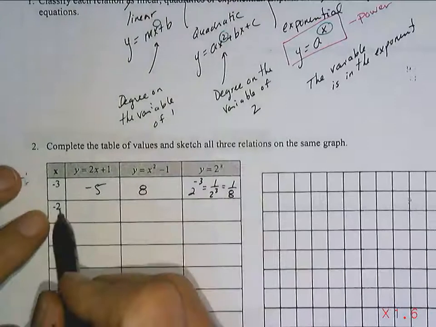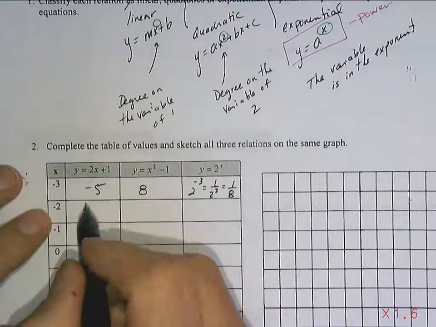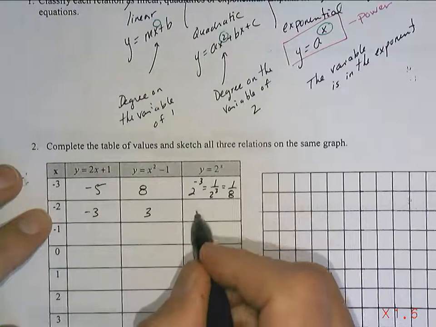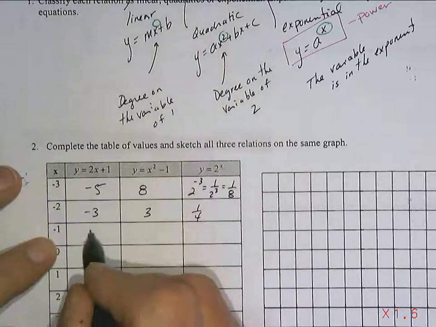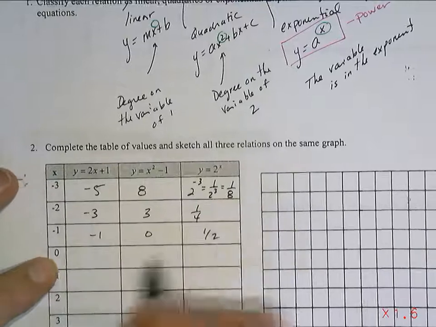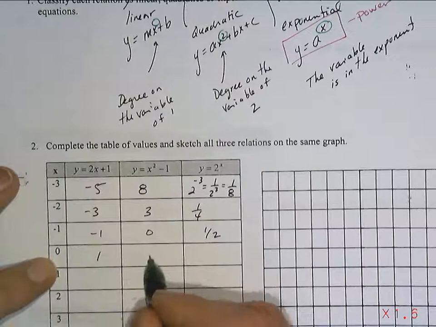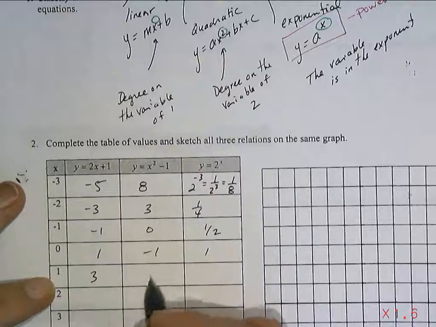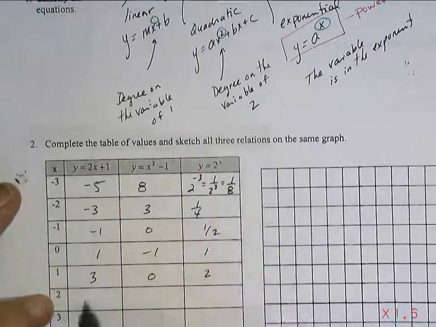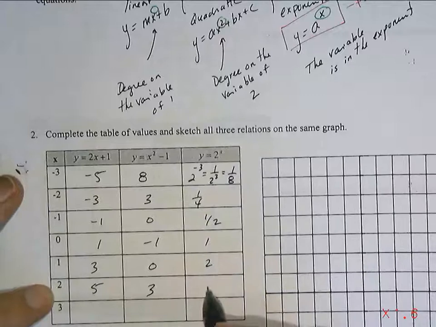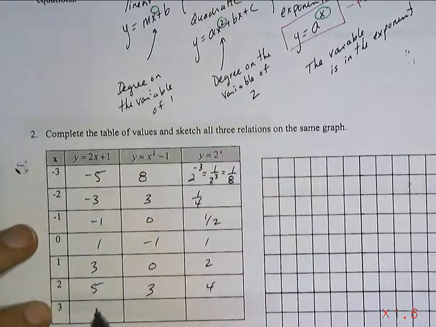Well, we get to do the same thing again. -2. So that'll be -4 plus 1 is -3. This will be 4 minus 1, which is 3. And this will be 1 over 4. This will be -1. This will be 0. And this will be 1/2. This will be 1. This will be -1. And this will be 1. This will be 3. This will be 0. This will be 2. This will be 5. This will be 3. This will be 4. And this will be 5.